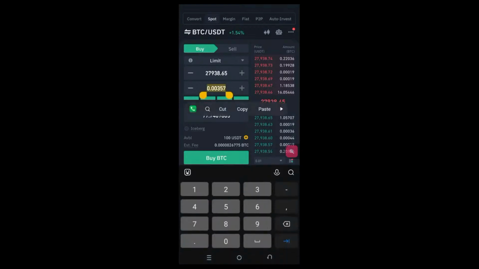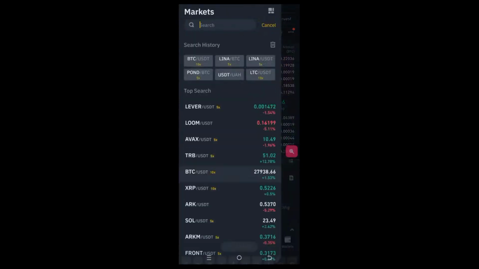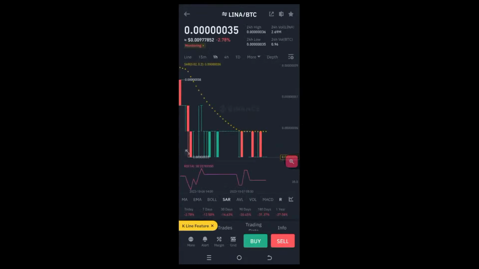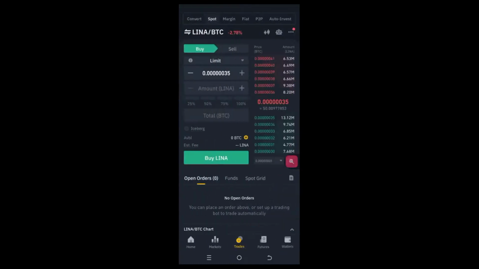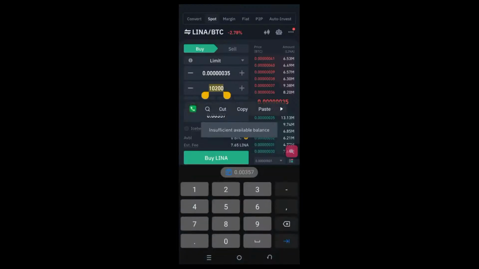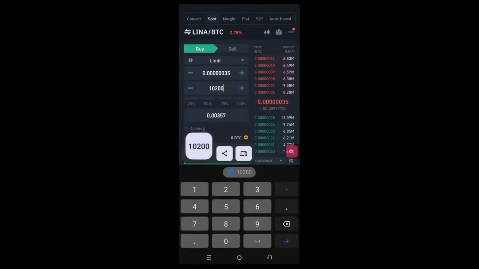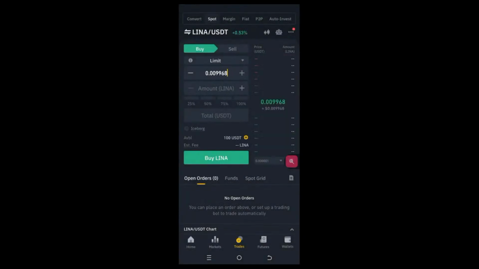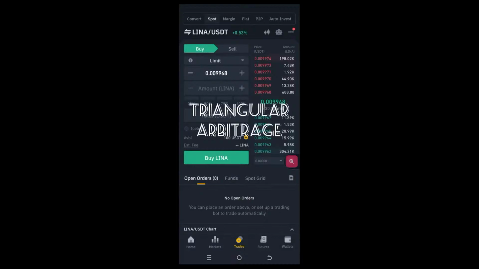Then let's go copy it and then go to Lena BTC. Where are you? All right, here it is. I hope this is going to work for us. Okay, so let's put that in here quickly and buy. Make it snappy. That's 10,200. Let's copy that and quickly go and see how much this will give us in Lena USDT. I hope this is going to work, right? By the way, this is triangular arbitrage. Okay, so let's go ahead and see this.